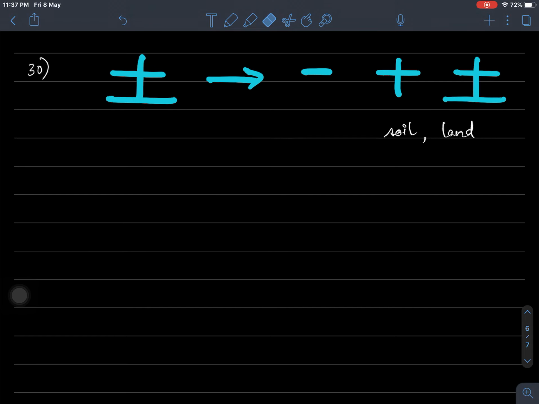This is the mnemonic given in the book, of course. I personally memorized it the hard way. I found that to be easier. Now let's have a look at the on and kunyomis. The kunyomi is tsuchi, and the onyomis are do and to.